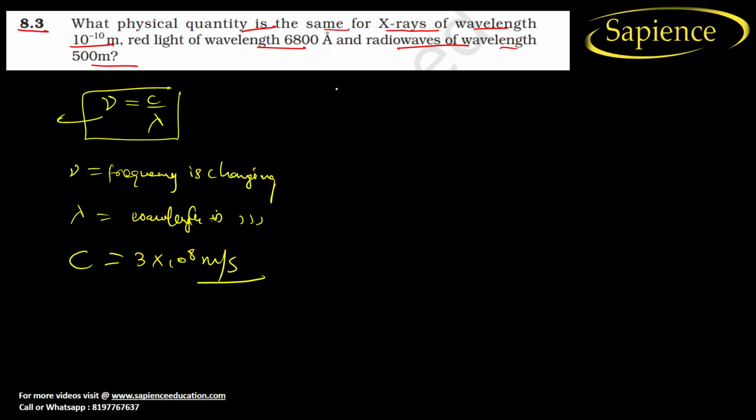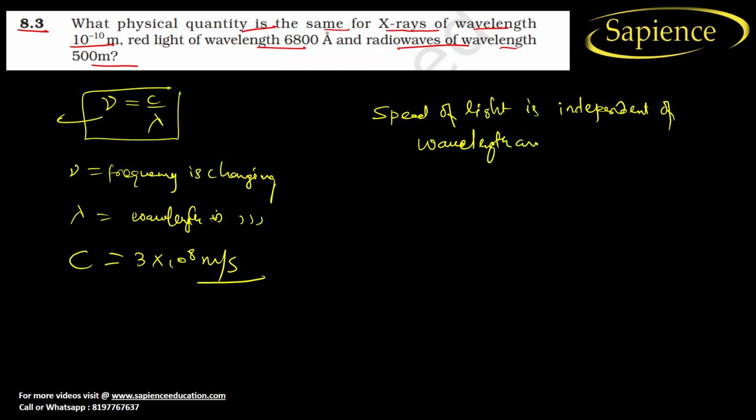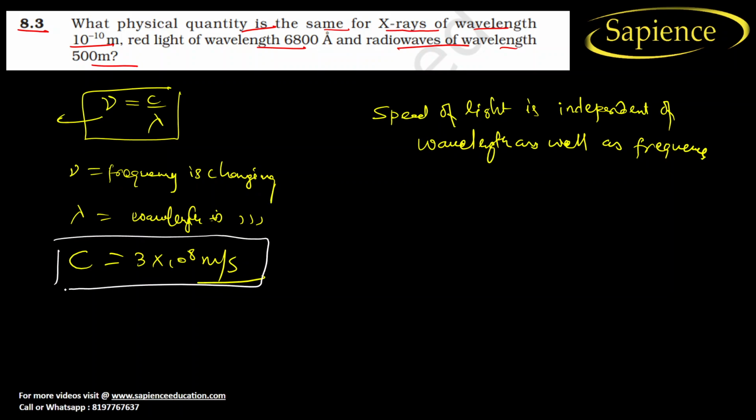So what we can say is the speed of light is independent of wavelength as well as frequency. So it will remain constant, that is C is equal to 3 into 10 to the power 8 meter per second, it will remain constant. So I hope you have understood this one. Now let's move further to the next question.